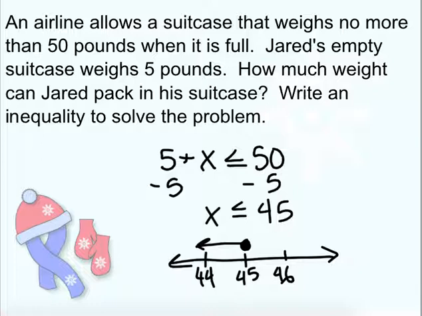And of course, we would have an endpoint at 0 technically, but when we're just looking at this inequality, we will just point it to the left, showing that he can have all of those different weights in his suitcase up until that amount of 45.